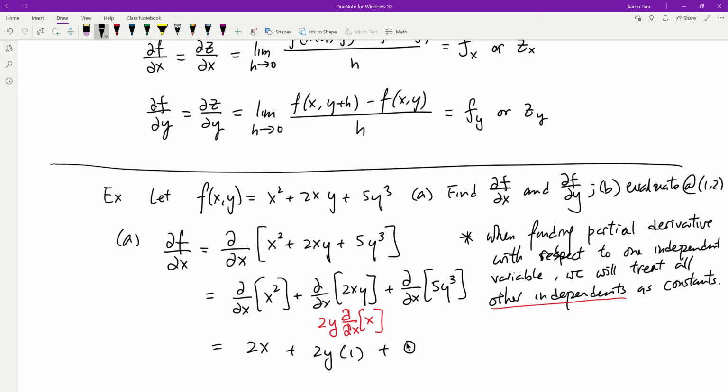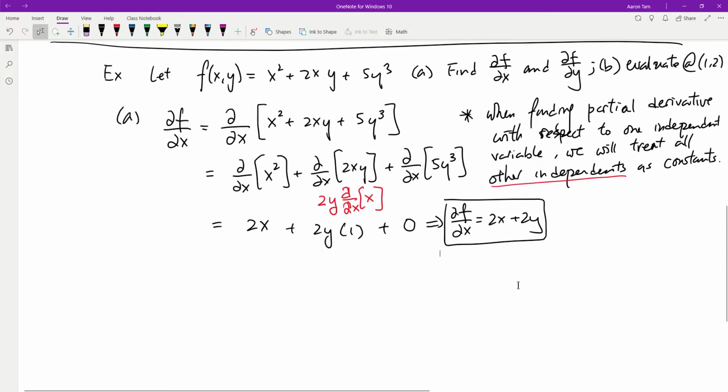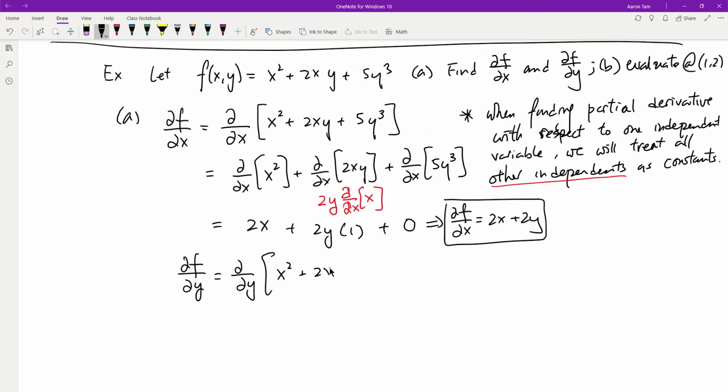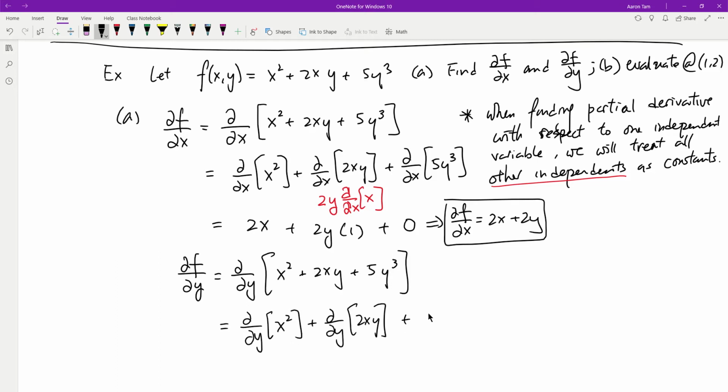So what is the partial derivative with respect to x? df over dx is equal to 2x plus 2y. Now I can definitely do the other one, df over dy. That will be d over dy of x squared plus 2xy plus 5y to the third. Once again, I differentiate each one individually: the derivative with respect to y of x squared, plus the derivative with respect to y of 2xy, plus the derivative with respect to y of 5y to the third.